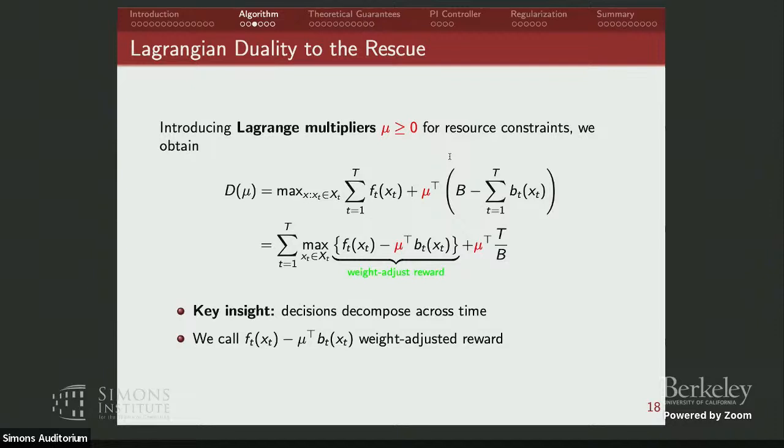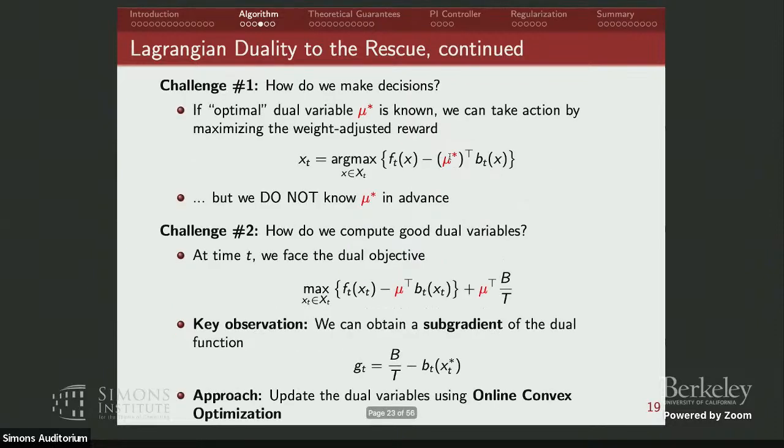So this understanding gives you a natural algorithm. Suppose you do know the optimal dual variable, you know the opportunity cost. Then what you can do is make your decision by solving this weight-adjusted reward maximization problem. This is similar to Nick Hill's previous talk on this adversarial problem. This mu is kind of like alpha.